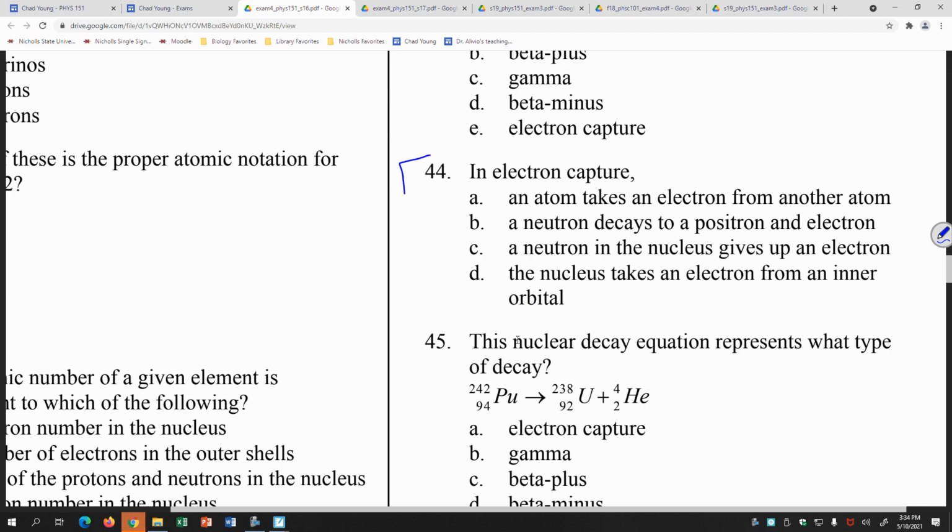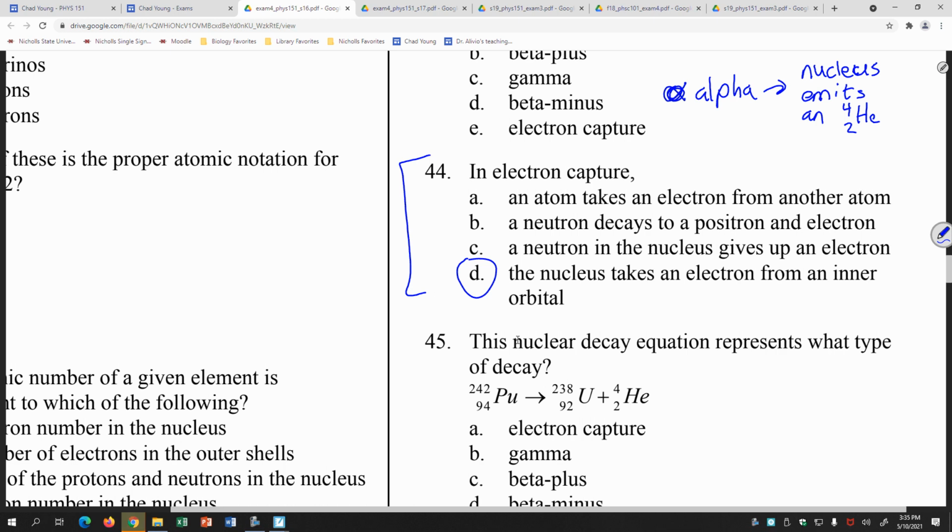You'll have a question where I ask you, in electron capture, or in beta minus decay, or in beta plus decay, or in alpha decay, what happens? In electron capture, the nucleus takes an electron from an inner orbital. In alpha decay, what happens? The nucleus emits an alpha particle, which is, as you know, a helium atom. That it emits that alpha particle.